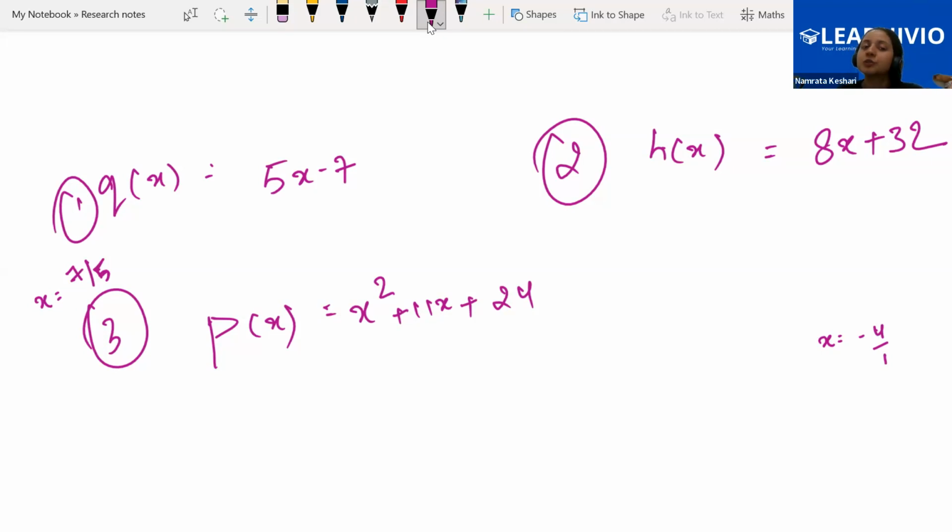Are you able to do the third one also, Gungun? Ma'am, for the third one, I'm confused how to do it. Okay, no worries. Let's see what will be the zero for the first polynomial.